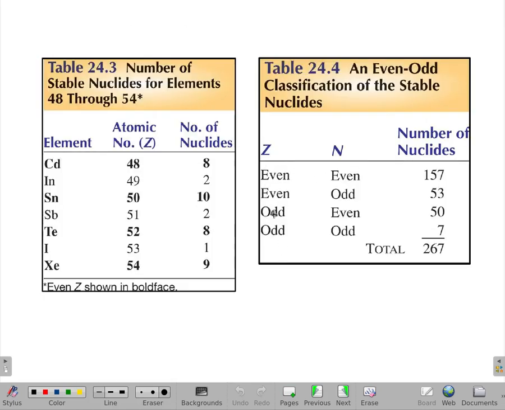Turns out, when you have odd numbers and odd numbers, there are only 7 nuclei on the entire periodic table that have both being odd and are still stable. For the most part, it's safe to say if you have an odd number of protons and an odd number of neutrons, you have an unstable nuclei. But if they're both even, almost all of those are stable. Alright, and we'll do a little bit more on predicting this.